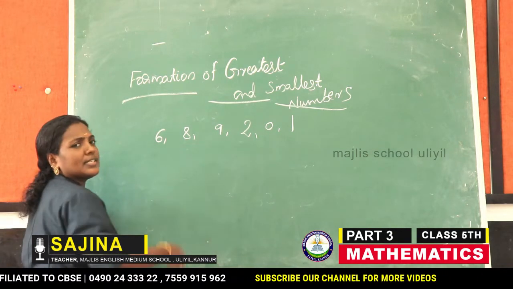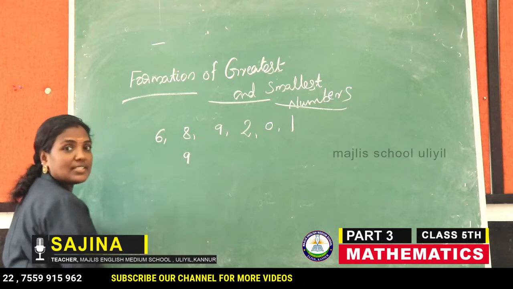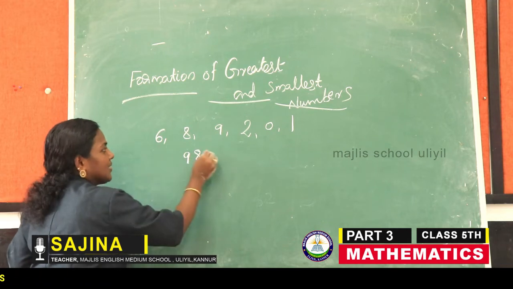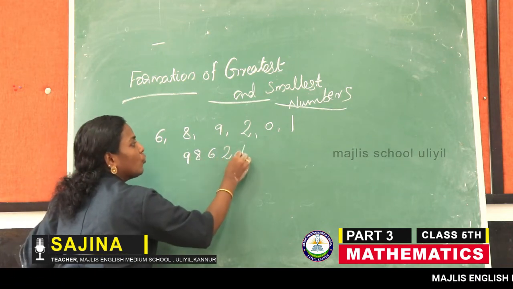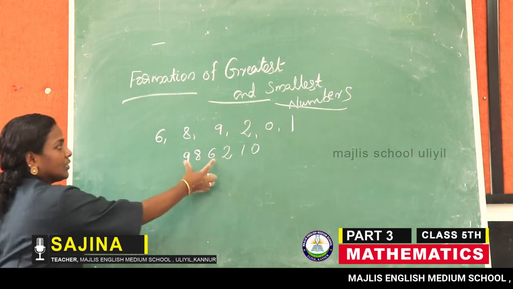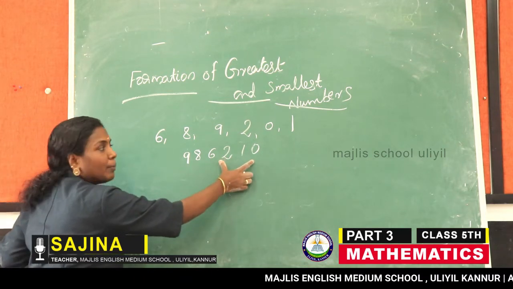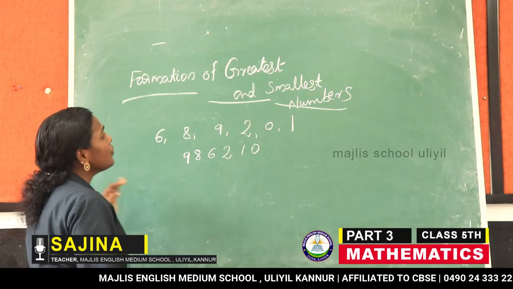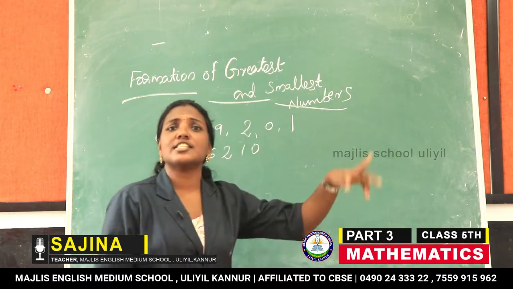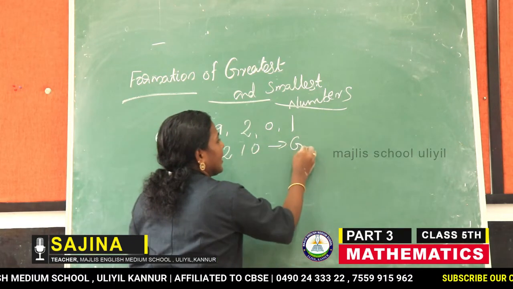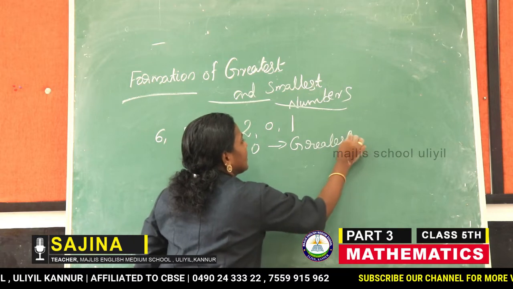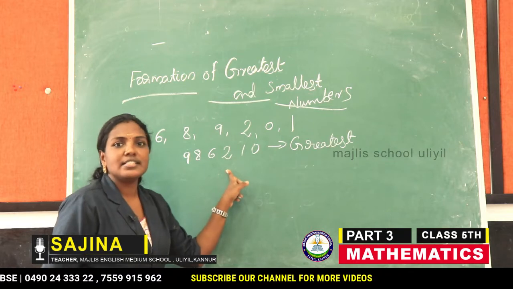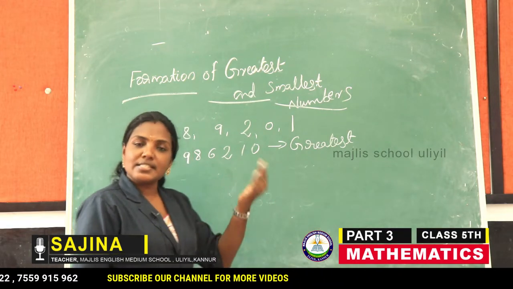Here which one is the biggest digit? Yes, 9 is the biggest digit. Then next is 8. Next is 6. Next 2, 1, 0. Therefore, this is the greatest number using these digits. Then, how to find the greatest number? Digits are arranged in descending order.